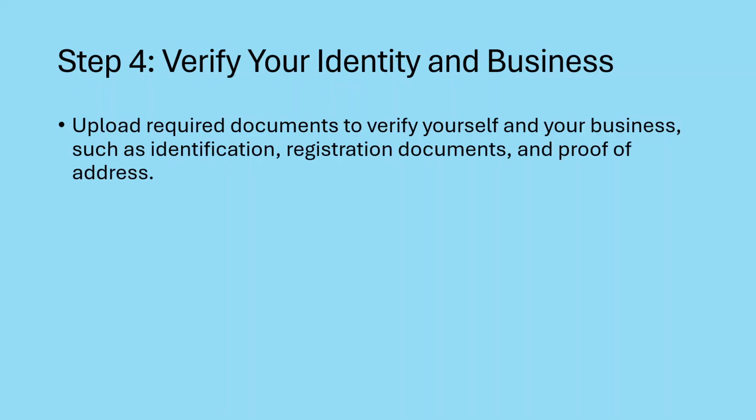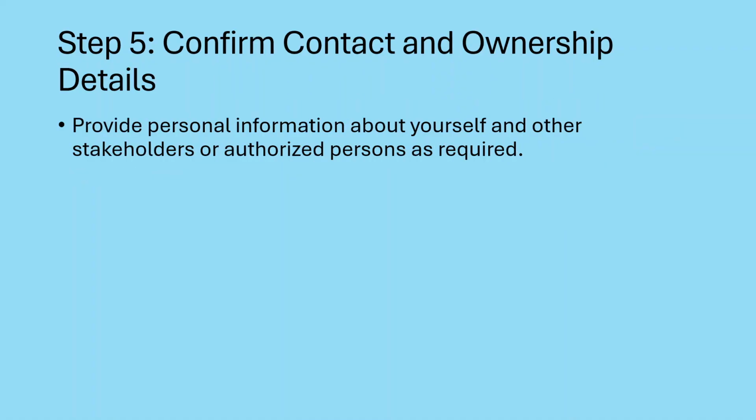Step 4. Verify your identity and business. Upload the required documents to verify yourself and your business, such as identification, registration documents, and proof of address. Step 5. Confirm contact and ownership details. Provide personal information about yourself and other stakeholders or authorized persons as required.